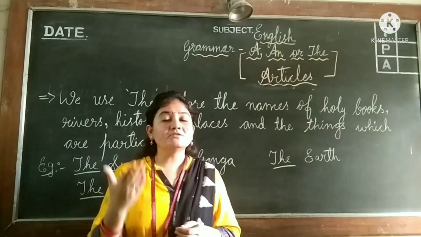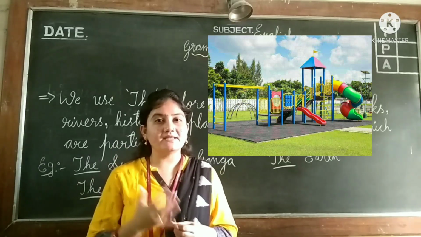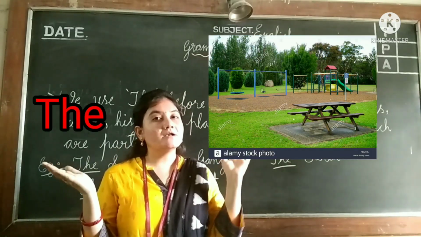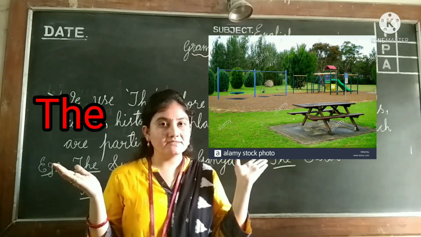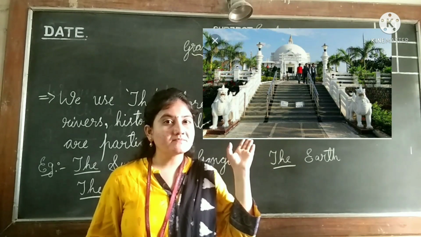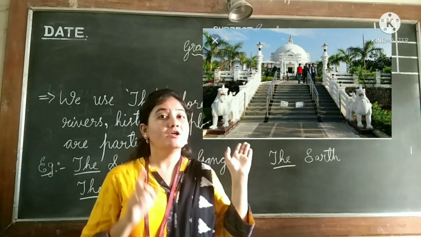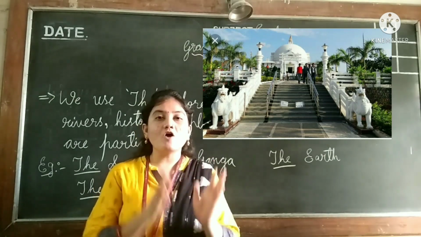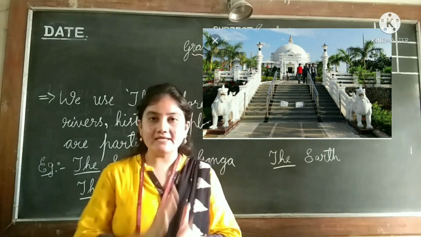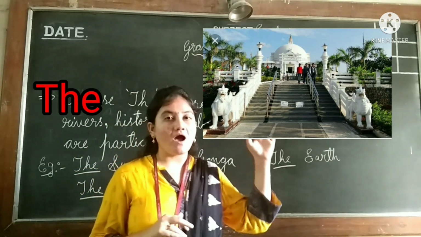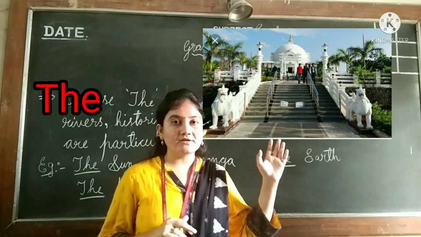Then even Sharanabasweshwara temple park is there, isn't it? So what we'll use here? The Sharanabasweshwara park, isn't it, children? Have you visited the Buddha Vihar? Yes, you may have visited. It's very beautiful, isn't it, children? So it is also a particular place here. So what we will use here? The Buddha Vihar. Got it, children?